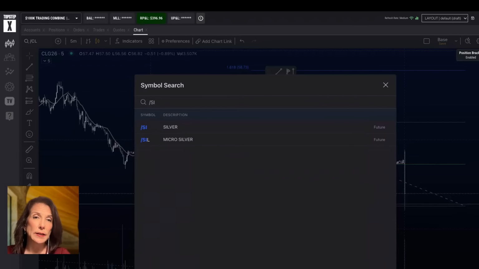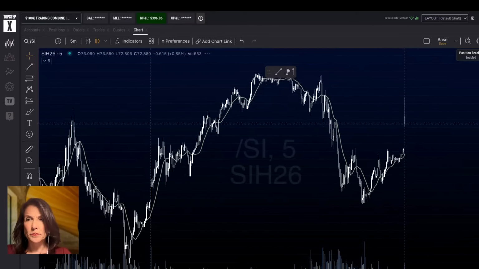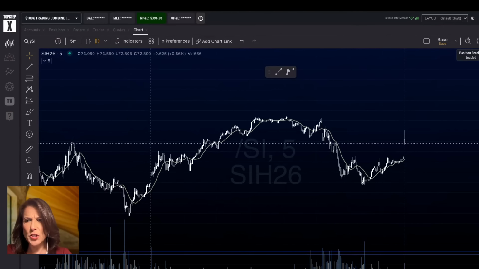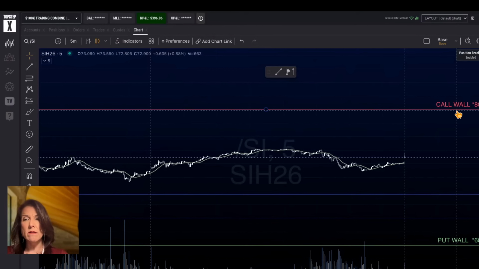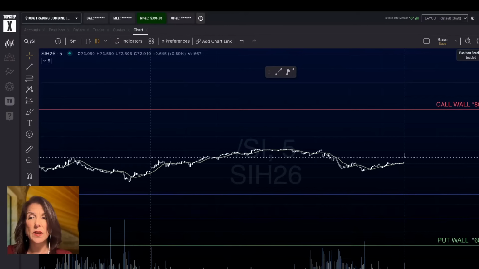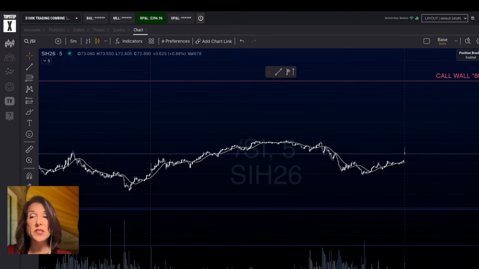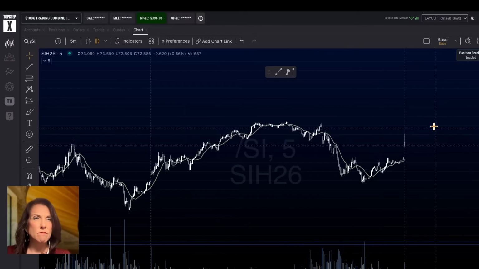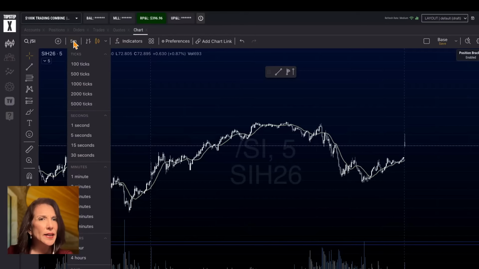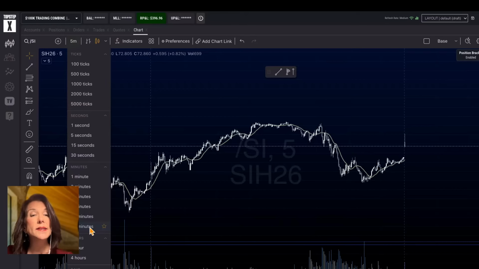Let's go to silver. All right. So silver has a call wall at 80 and a put wall at 60. The only reason silver would be moving right now is geopolitical risk, right? And that is something where we go, holy cow, are we going to go to war with anybody? I doubt it.